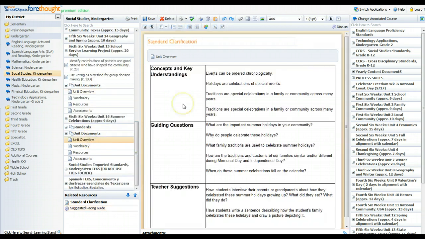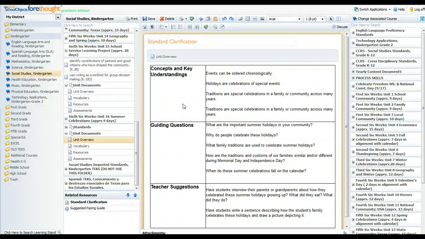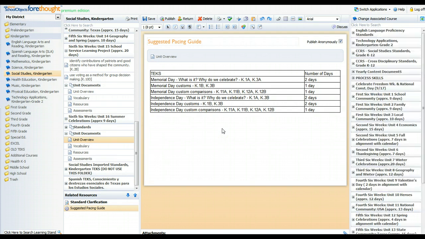Our unit overview for this talks about, once again, the main things you've been hitting on all year long. Holidays or celebrations, traditions or special celebrations that have family customs with them, and that events can be ordered chronologically. You're going to talk about the traditions and customs of our families during Memorial Day and Independence Day, and my suggested pacing guide. Because what we're really focusing on here is Memorial Day and Independence Day.